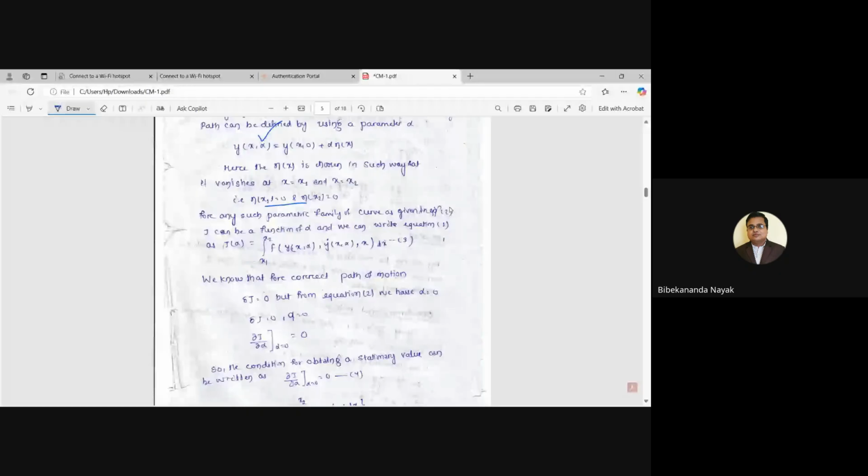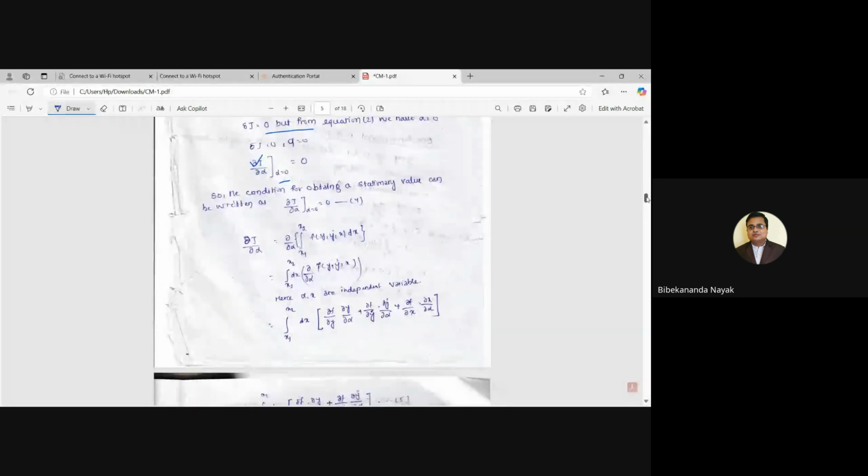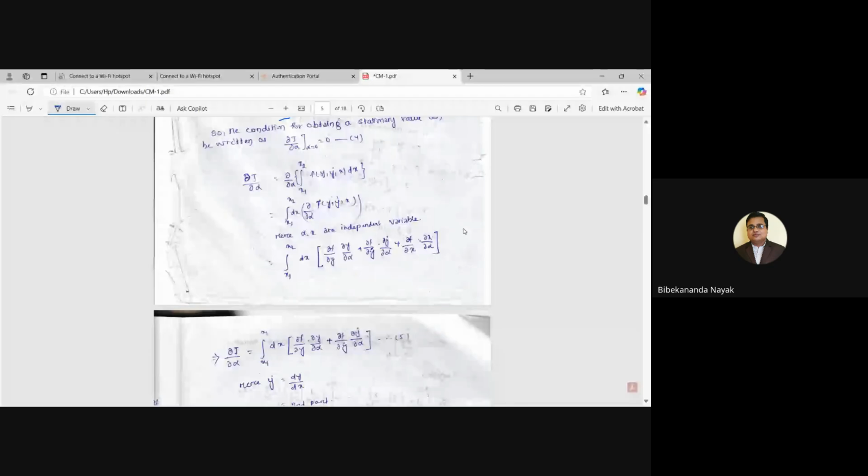So J(alpha) is the integration of f(y, y dot, x), and delta J is equal to 0. We have to calculate del J by del alpha, and for the actual path it should be 0, because delta J is 0 for the actual path, so the variation must be 0. So alpha equal to 0 means the actual path, where del J by del alpha is 0. Like the previous case, del J by del alpha is equal to del f by del y dy by d alpha, plus del f by del y dot dy dot by del alpha, plus del f by del x dx by del alpha.